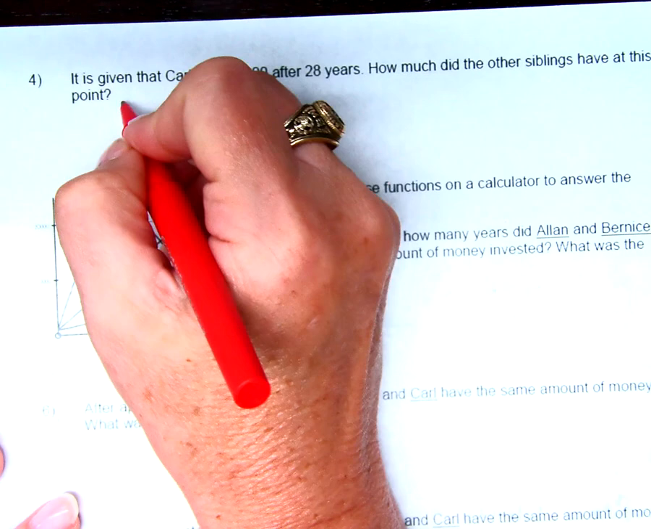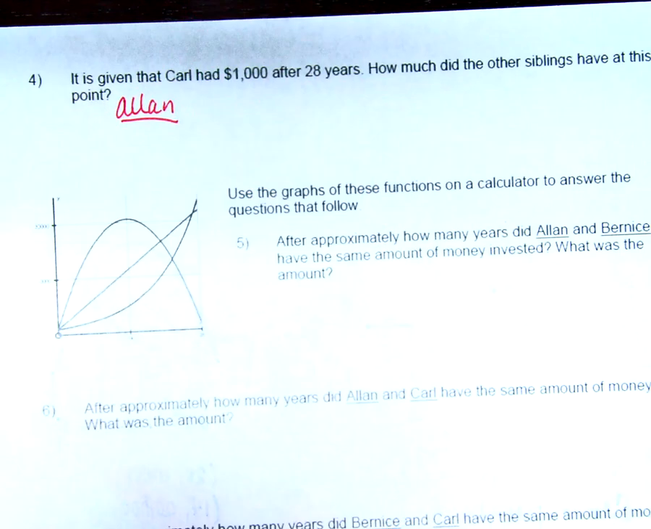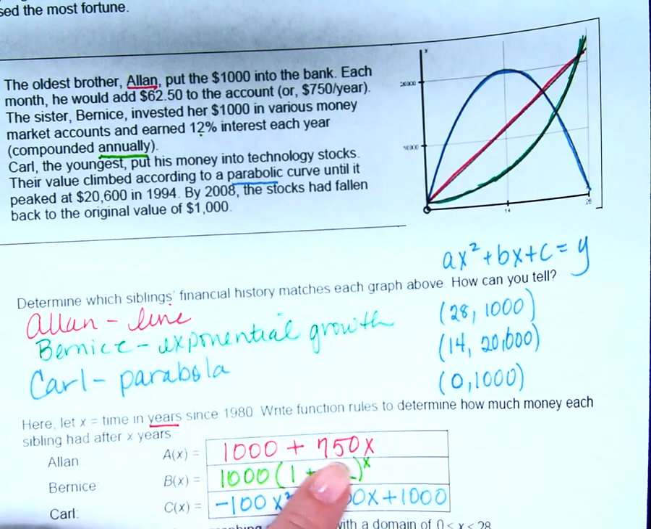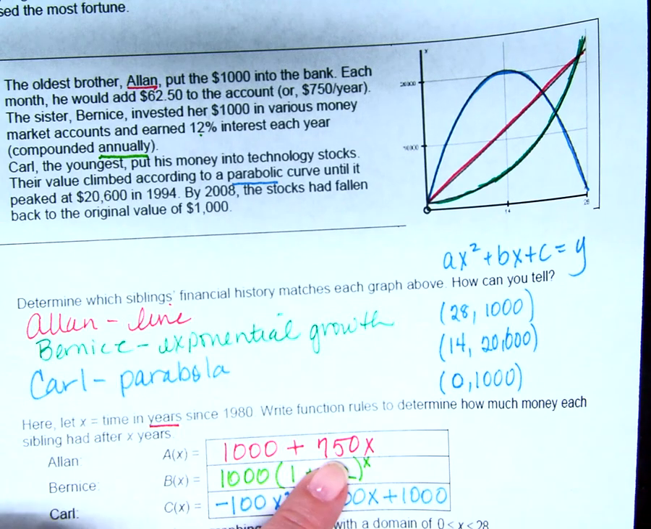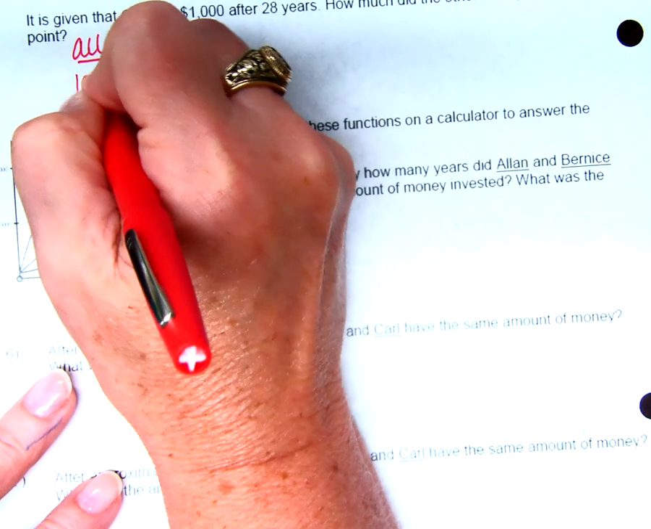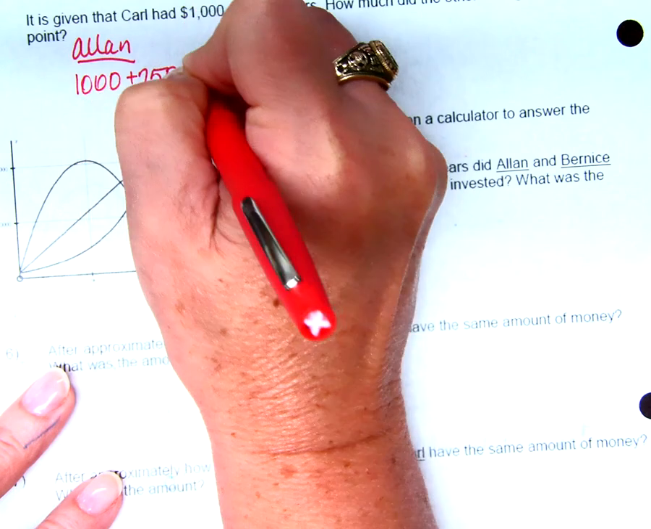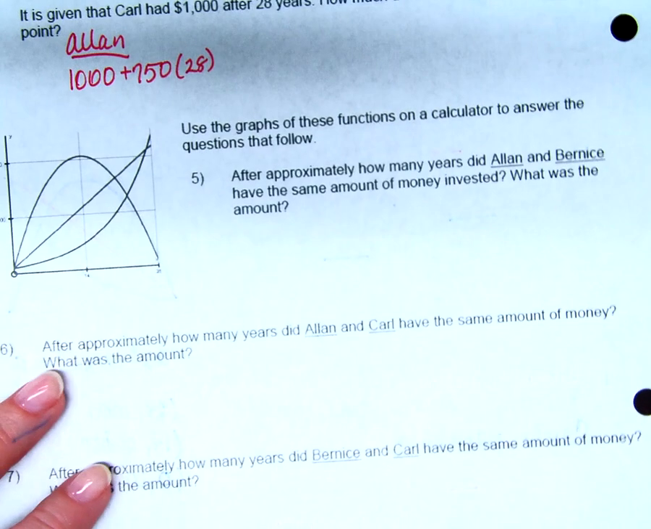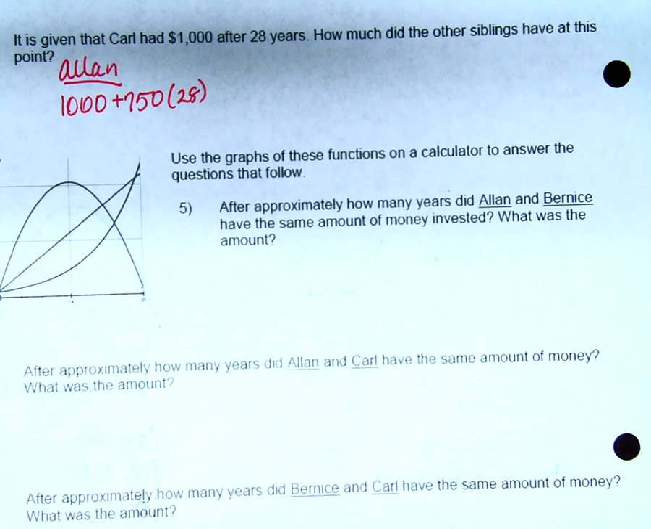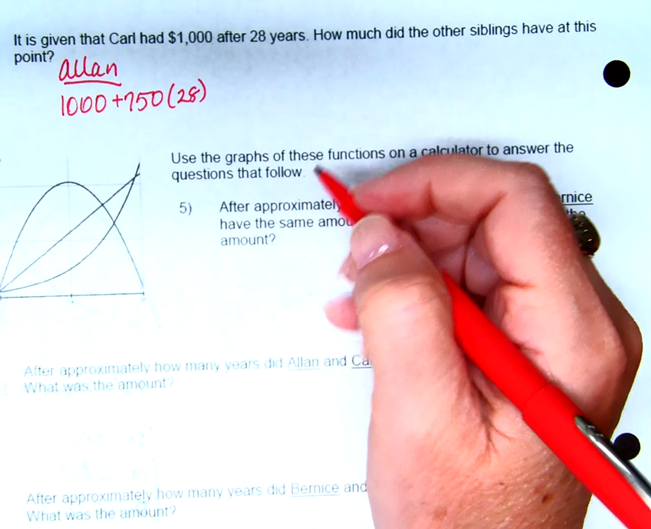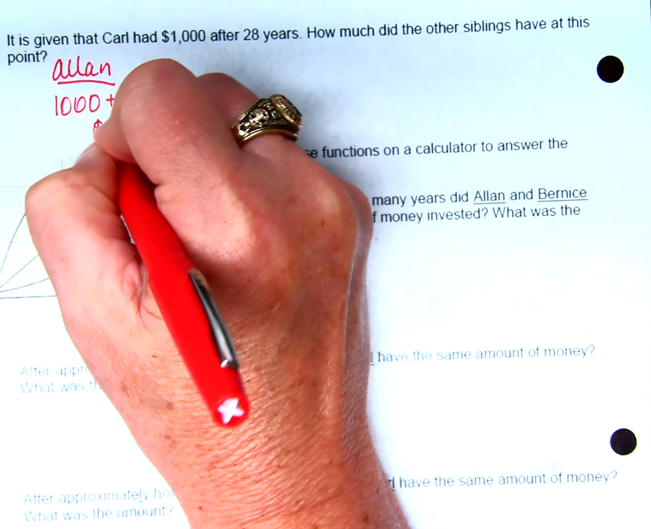Well, how are we going to figure out how much Alan had after 28 years? What can we do with his equation? So I could say 1,000 plus 750 times what? 28, right? Well, what is 1,000 plus 750 times 28? Exactly, right? $22,000.